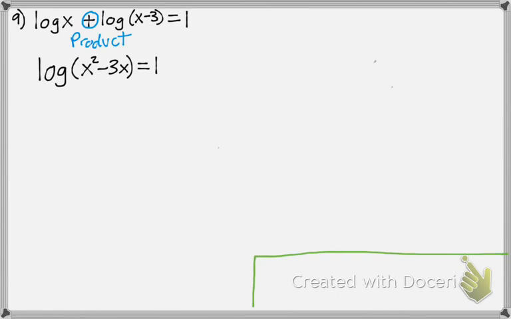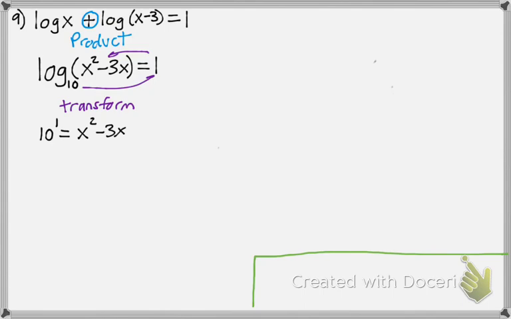And I do want to transform this. Now, there's an implied 10 here. So if I transform, then my new problem is going to be 10 raised to the 1 is equal to x squared minus 3x.